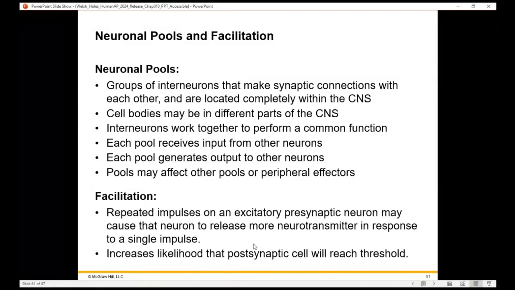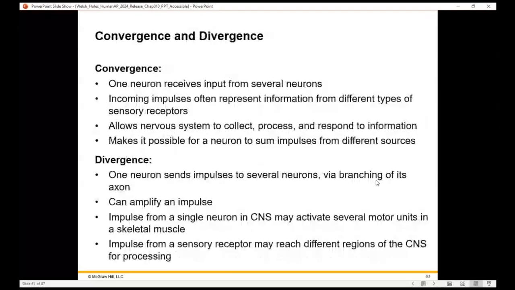In facilitation, repeated impulses on an excitatory presynaptic neuron may cause that neuron to release more neurotransmitter in response to a single impulse. This increases the likelihood that postsynaptic cells will reach threshold. Convergence: one neuron receives input from several neurons. Incoming impulses often represent information from different types of sensory receptors. This allows nervous systems to collect, process, and respond to information. It makes it possible for a neuron to sum impulses from different sources.